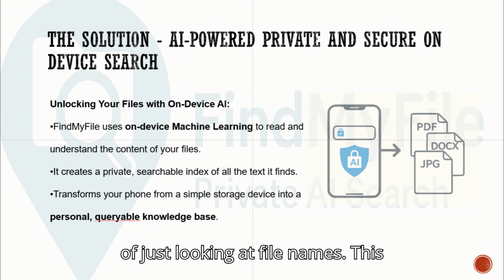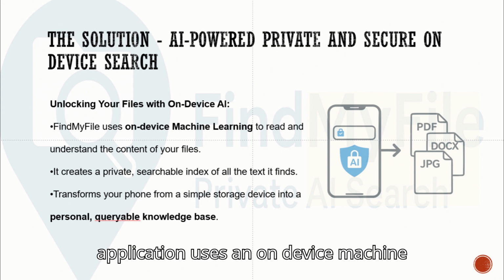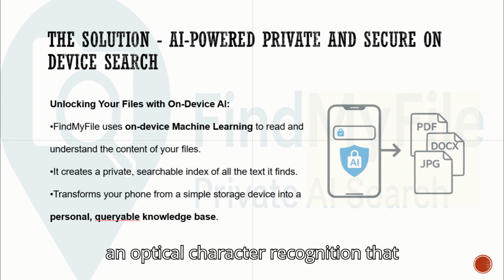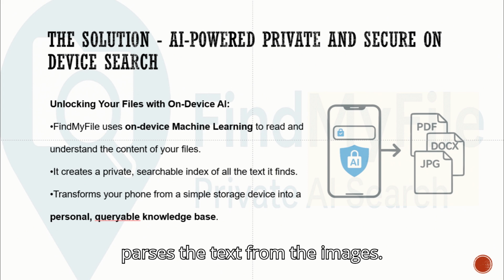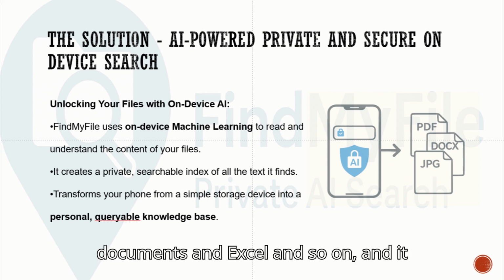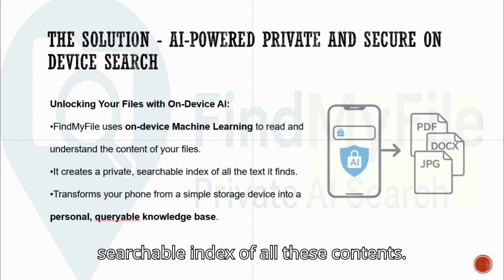So instead of just looking at file names, this application uses on-device machine learning to read the content of your documents. And for the images, it performs optical character recognition that parses the text from the images. It also parses text from PDFs and Word documents and Excel and so on. And it creates a private, powerful, and searchable index of all these contents.